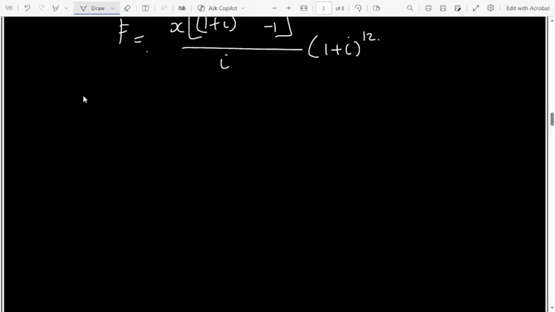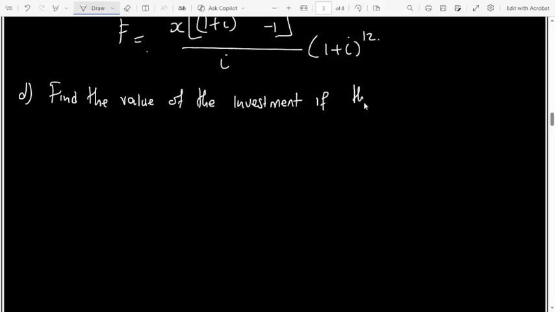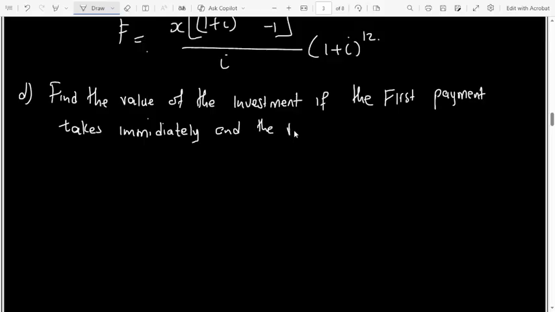So let's say number D. Let's find the value of the investment if, let's say this time, the first payment takes place immediately, and let's say the rest at the end of the month. Guys, let me explain what is going on here now.